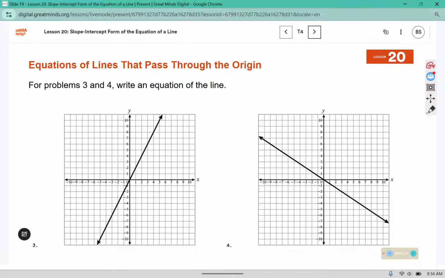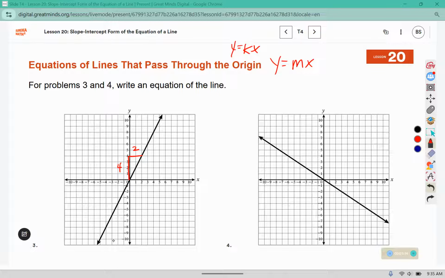For problems 3 and 4, write the equation of the line. Again, we're proportional. It's a straight line through the origin, so we're using that template, but we're replacing the k with the slope. So in this one, the height to base ratio is 4 to 2, up 4 over 2, which is a slope of 2. So the equation for this line is y equals 2x.